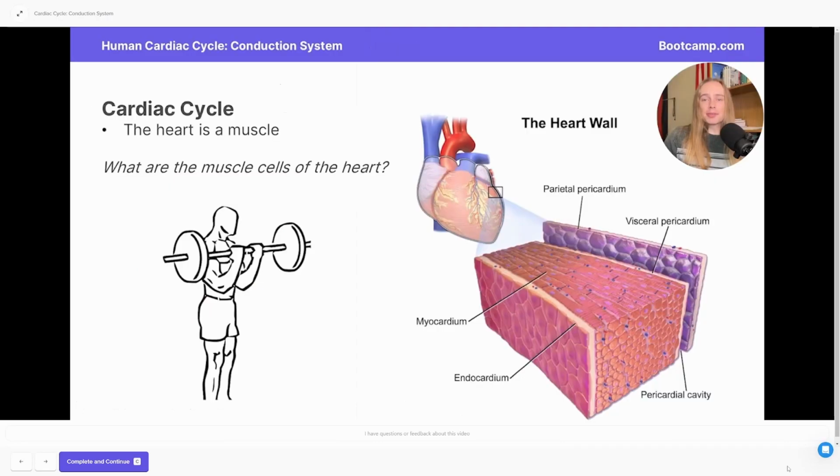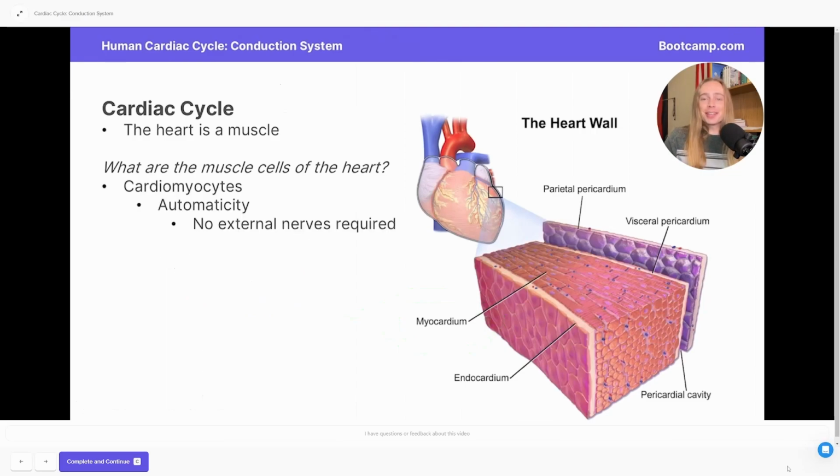To start off with, let's recall that the heart is a muscle, so it's going to have a lot of things in common with the muscles that we would train at the gym. The skeletal muscles that we train at the gym need an action potential in order to make them contract, and the muscle cells from the myocardium are no different. The cells found within the myocardium are going to contract in response to an action potential, so what are these muscle cells in the heart called?